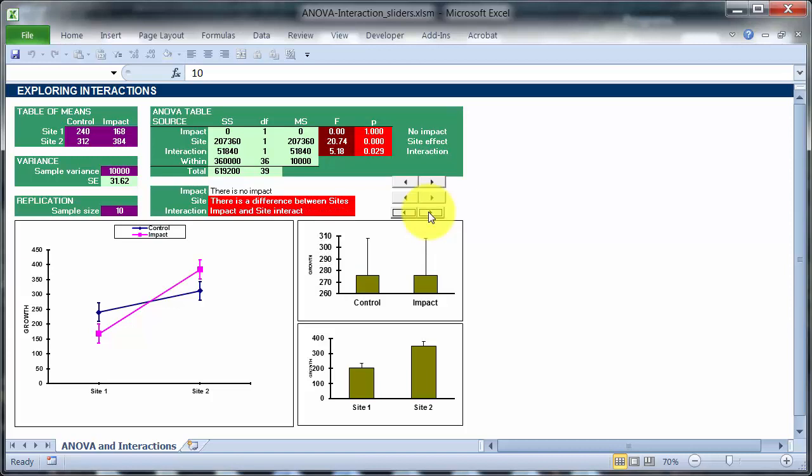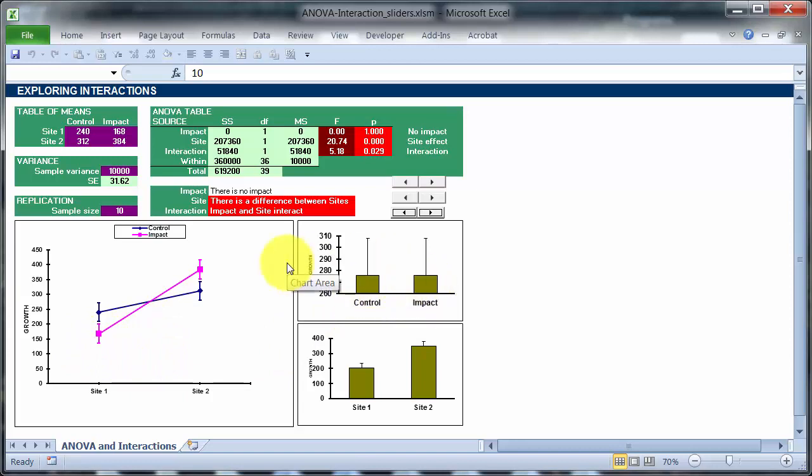There we go. Now we're getting a difference between sites and a site by impact interaction. Impact and site interact. But there's no impact. How can that be? Look over here. Control versus impact, they're exactly the same. There's still a site effect because site 1 values are still lower than site 2. But now because the lines are crossing, they're not parallel, the higher value for the impact at site 2 is cancelling out the lower value at site 1. So overall, they show up as the same.